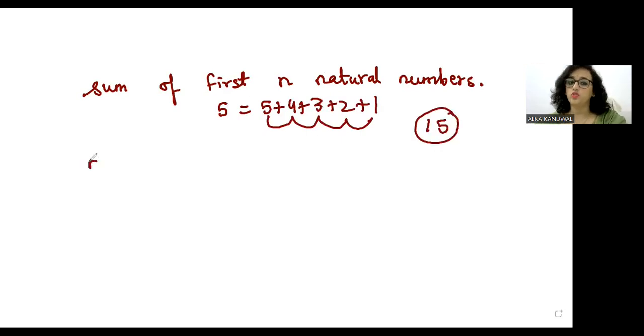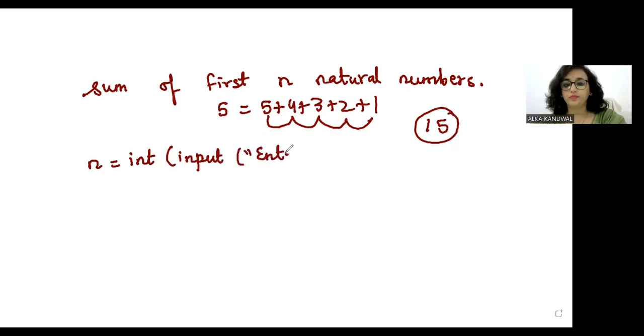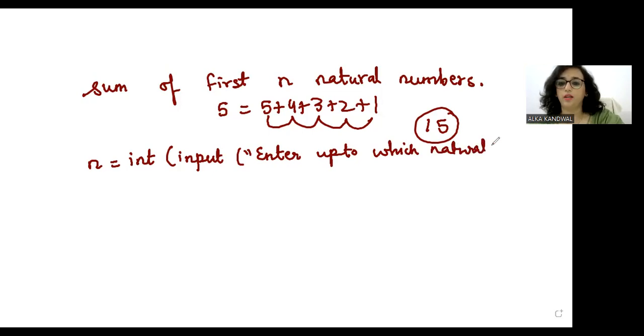So how do we do it? Let us ask the user first. n is equal to int input, enter up to which natural number you want. Whatever you want to display, you write it within double quotes. ठीक है? And then what do we do? अब बताओ. एक वेरिएबल ले लो, let us take the variable to be sum. sum is equal to 0.